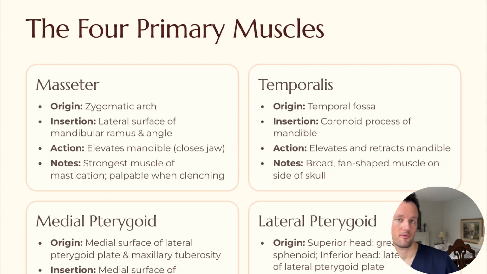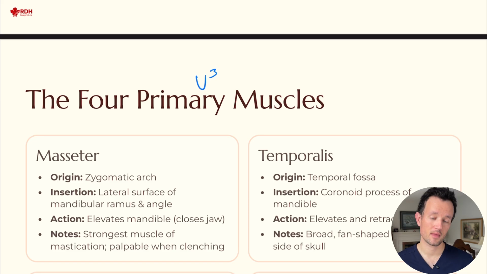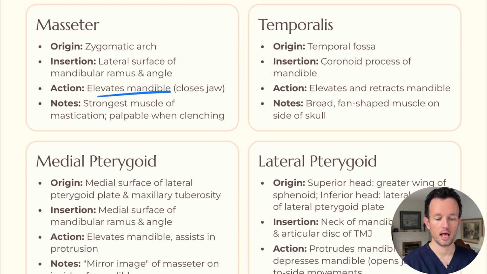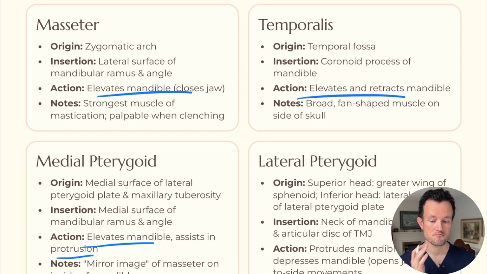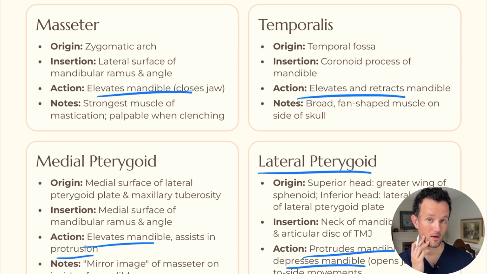So, four primary muscles. Write out the origin and insertion. They're all cranial nerve 5, division 3. They all get their blood supply from the maxillary artery. That makes it simple. Just know the origin, insertion, and what they do. Masseter elevates the mandible. Temporalis elevates and retracts, pulls the mandible back. Medial pterygoid elevates and assists in protrusion, pushing it forward. And the lateral pterygoid protrudes the mandible, depresses the mandible or opens it, and does side-to-side movements.